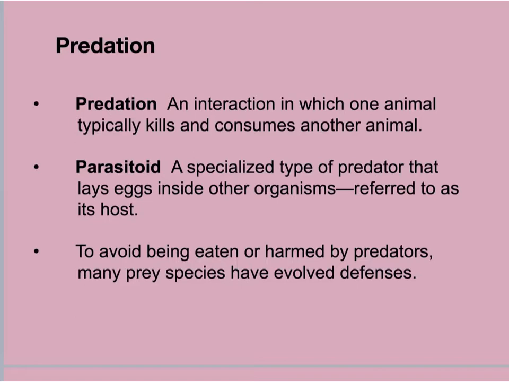Parasitoids are animals that lay eggs inside of other organisms, who we refer to as their host. And when those eggs hatch, the parasitoid larvae slowly come to the surface of the host. And eventually, sometimes it leads, unfortunately, to host death. So parasitoids include lots of species of wasps and flies, and it is a type of predation relationship.